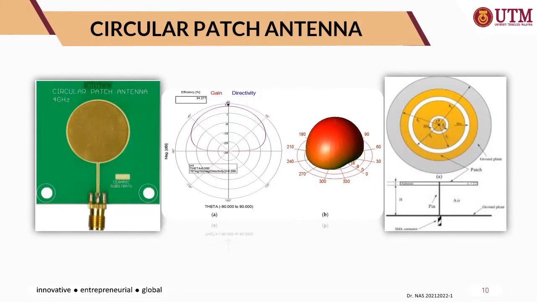Okay, besides rectangular microstrip patch, there's another microstrip patch antenna that is commonly used and popular in communication systems, which is the circular microstrip patch antenna. So it is more or less the same as a rectangular patch antenna. However, the cavity or the shape of the patch is in a circular shape.